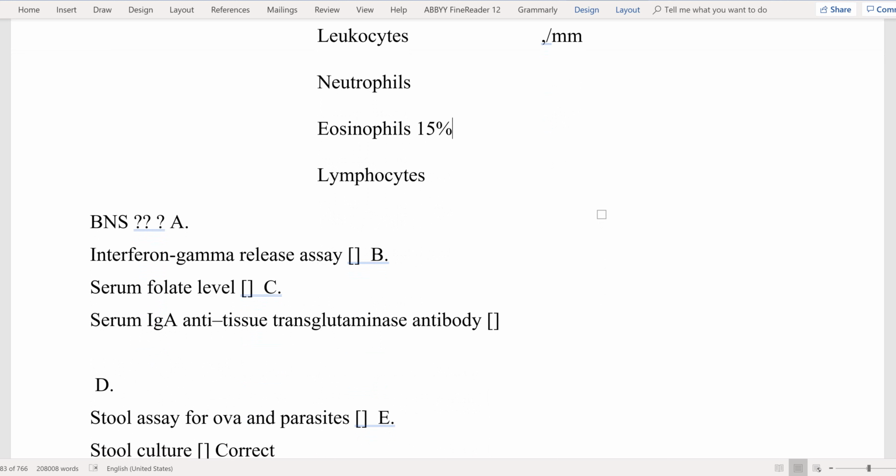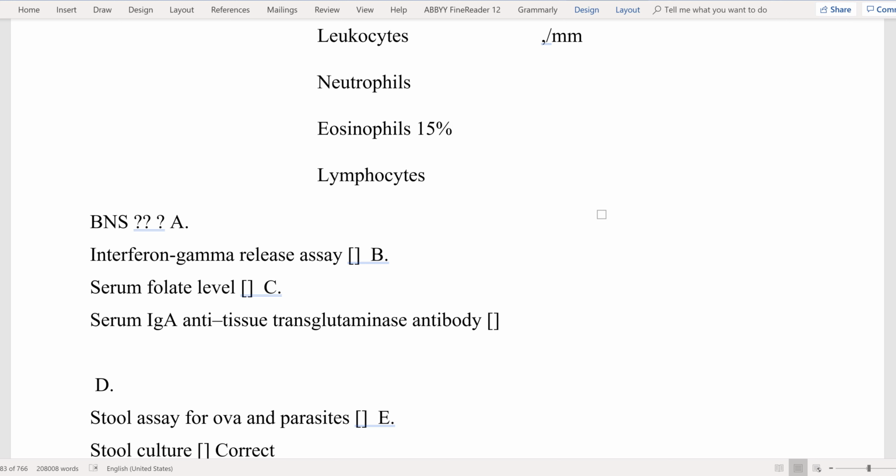So interferon gamma, we would use that for TB, but I forget if it determines latent or chronic infection. Latent, that's for latent. Serum folate, somebody who would be deficient in folate or B12, and then you have to explore that. IgA anti-transglutaminase antibody, is that for celiac? Not too sure. And stool culture, everybody gets a stool culture, right? Who's having diarrhea or some infection like that.